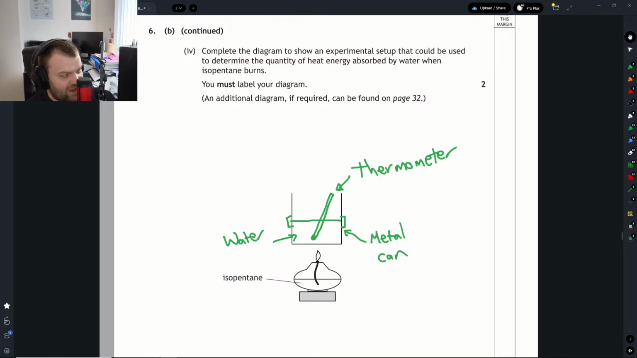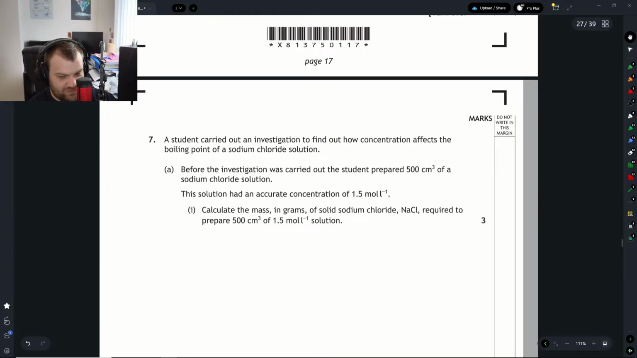For that, if you were making improvements, you could put a heat shield around it, so you've got two blocks on either side, and it helps keep the heat in and get it into the water, or something like this would be fine. Make sure you label it like it says, and then you should pick up both the marks.